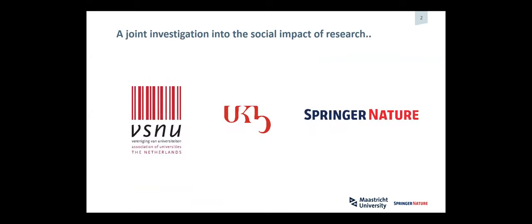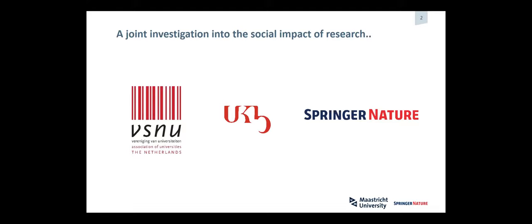The project started in early 2019, following the renewal of the Read and Publish Agreement that Springer Nature has with the Netherlands. At the time, both parties agreed that more research needs to be undertaken on the wider societal impact of open access publishing, especially as it relates to non-academic actors. And so in order to address this knowledge gap, we jointly decided to set up a collaborative project group.